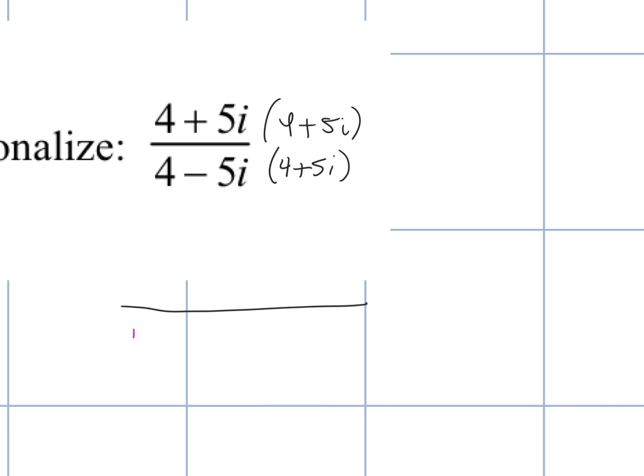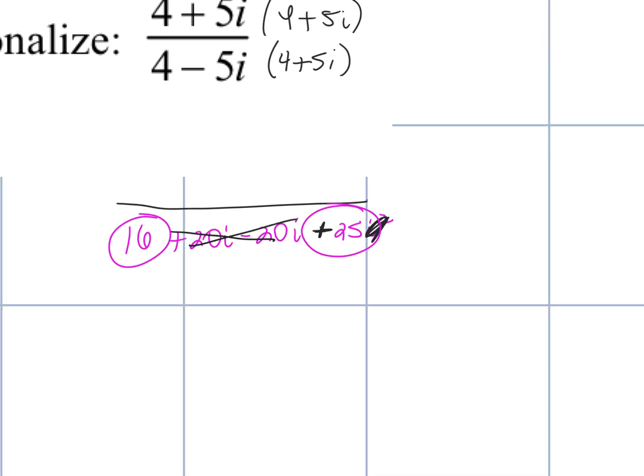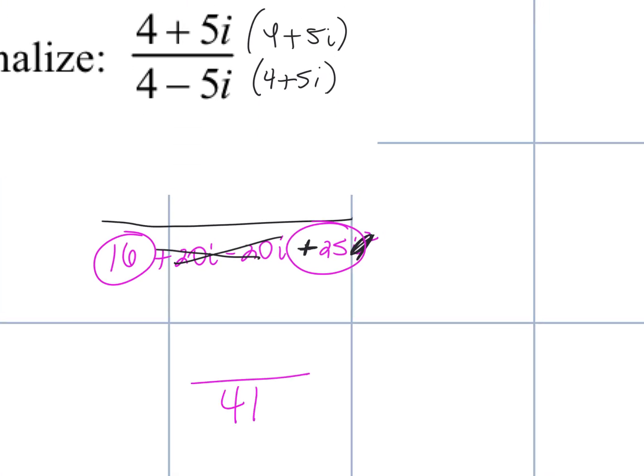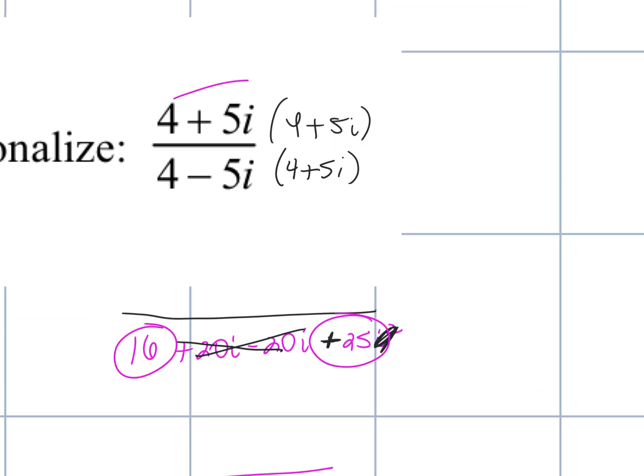So 4 times 4 is 16. 4 times 5i is plus 20i. Negative 5i and 4 is minus 20i. And negative 5i and 5i is minus 25i squared. As soon as you see that i squared, you cross that off and you change that sign in front. 16 plus 25 is going to give me 41. And then my numerator, I'm going to go ahead and FOIL. 4 times 4 is 16. 4 times 5i is plus 20i.